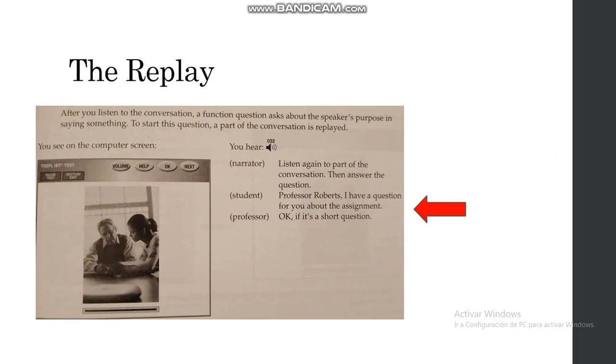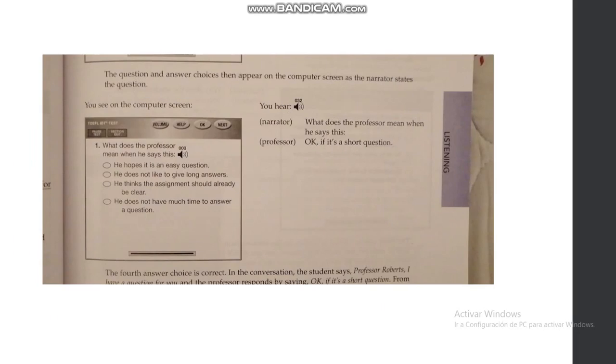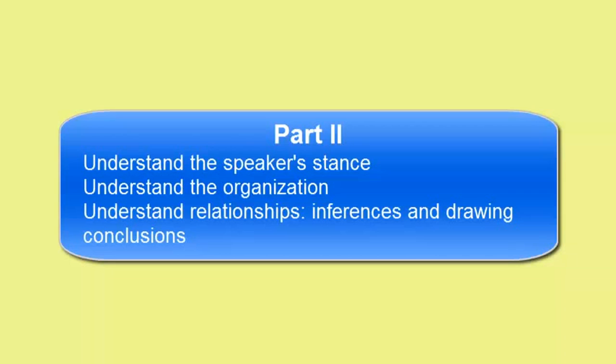So, when the teacher says that it is a short question, it means what? What does the speaker want to say to the student? We have the possible answers. As we mentioned, the focus is on how the speaker wants to reflect feelings to the student. So, we choose letter D: he doesn't have much time to answer the question. In that way, we understand that the teacher doesn't want to give a long explanation because he has other things to do.